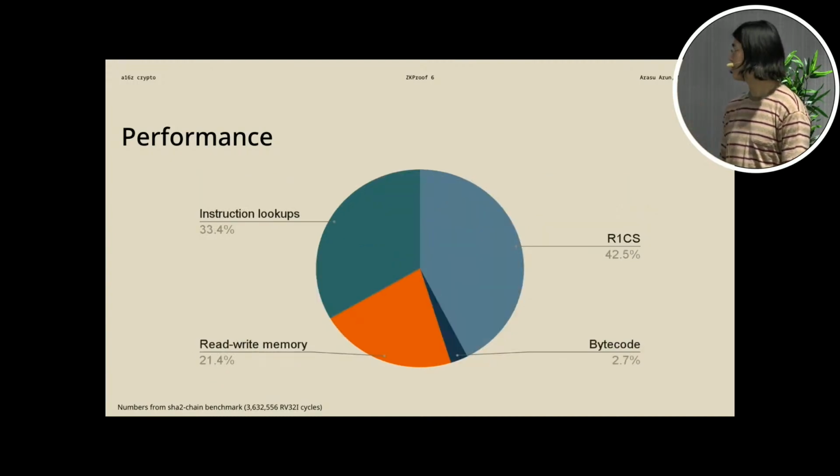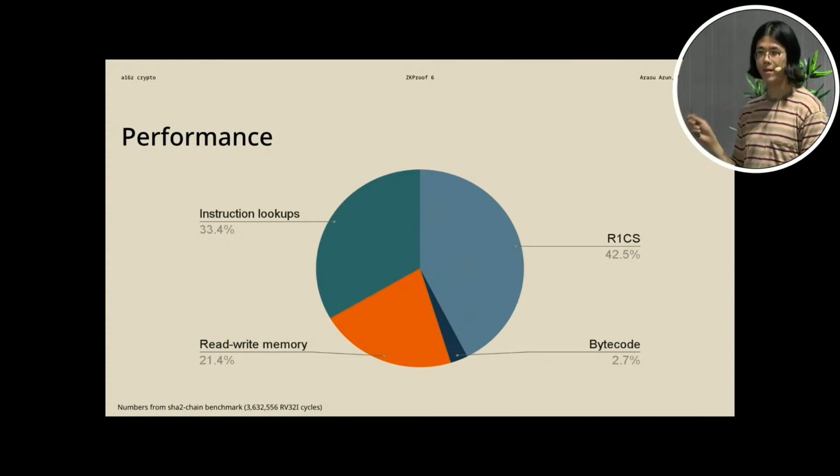Another way to break it down is that we've organized the Jolt codebase into 4 modules, proving the consistency of instruction lookups, read-write memory, bytecode, and R1CS constraints, respectively. This is going to vary based on what program you're proving. And it's a bit hard to disentangle the different modules because all the different polynomials are committed in parallel. But this gives a rough sense of what the breakdown looks like. So we see that R1CS takes the most time, followed by instruction lookups, and then read-write memory, and bytecode is a sliver of that.